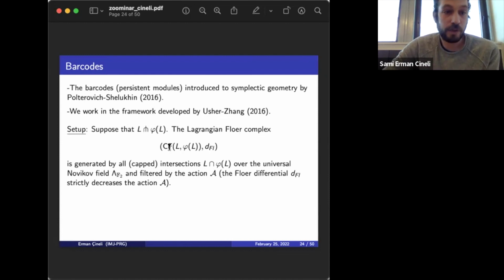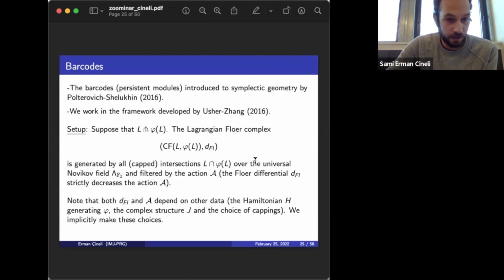The Lagrangian complex is generated by all capped intersections over the universal Novikov field over F2, and it's filtered by the action. By this filtration, I just mean that the Floer differential strictly decreases the action. I don't mean that the complex is filtered over lambda, just that the differential strictly decreases the action. Both the differential and the action depend on other data like the Hamiltonian, complex structure, etc. So we implicitly make these choices.